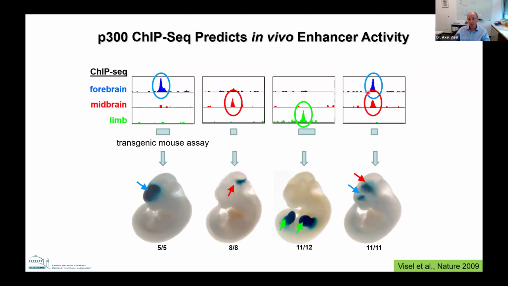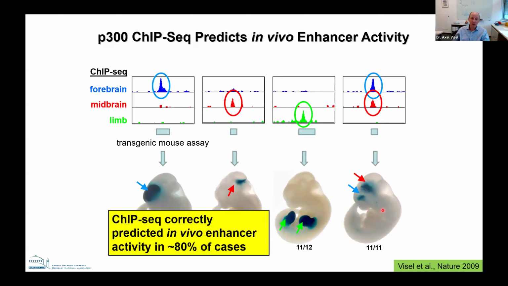Some of them had activity in more than one tissue. Here is a forebrain and midbrain peak, and indeed we observed this kind of compound pattern. So these are just a few examples, but what we observed is that when you go for the really highly significant peaks using this approach, in the majority of cases you get nice agreement between the ChIP-seq predictions and the in vivo assay, which means that this now provides us with a method that can be used to find enhancers at scale, in particular enhancers active in a tissue that we're interested in, for example, because it's involved in disease.